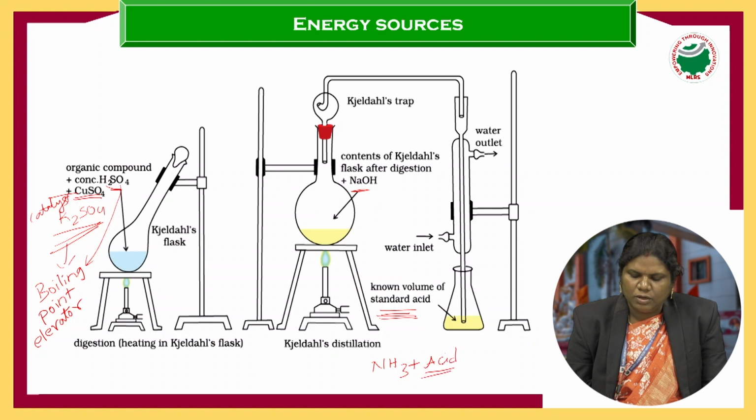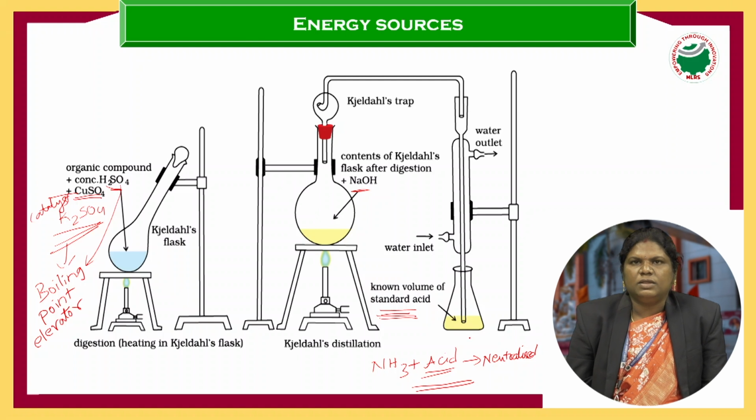It is a known volume of acid, which means the volume and the normality of the acid are known to us. They will be neutralized. The leftover acid will be determined by back titration with sodium hydroxide solution.